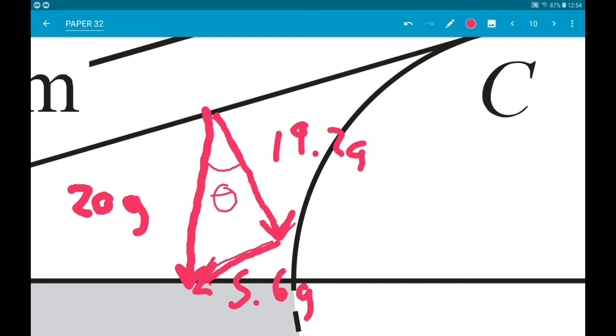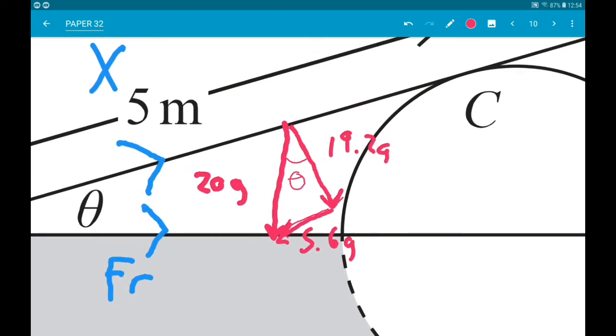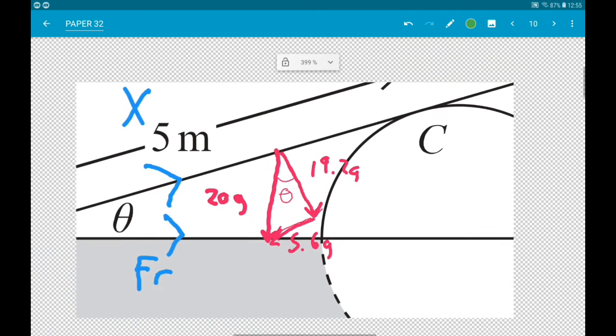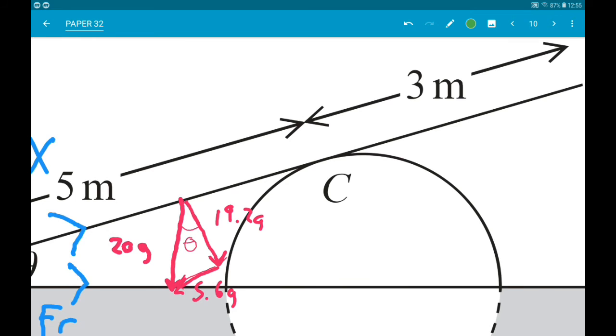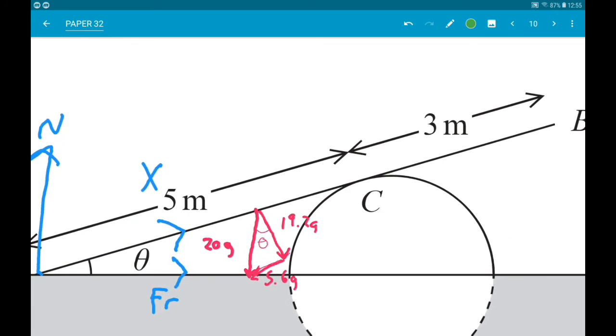Alright, so that's the weight acting through the centre of the rod. Now, the other point of interest we have is at C. Now, there's no friction, so the only thing going on here is a normal reaction. So let's call that R. Alright, so let's think about anything we can find now.